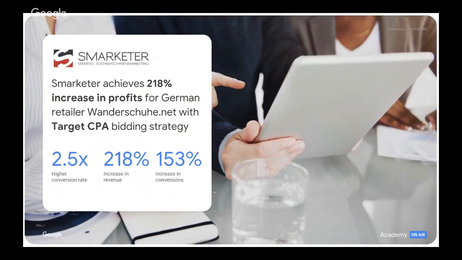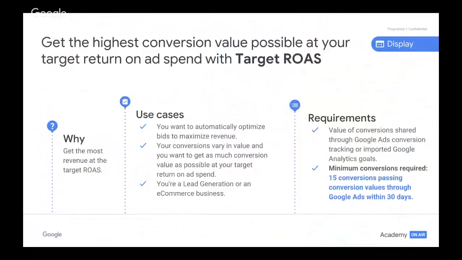Yeah, we've been seeing great success with CPA and display recently. Another example here would be Vanderschuhe, for example, who saw a 153% increase in their conversion volume using Target CPA. Well pronounced, I tried.